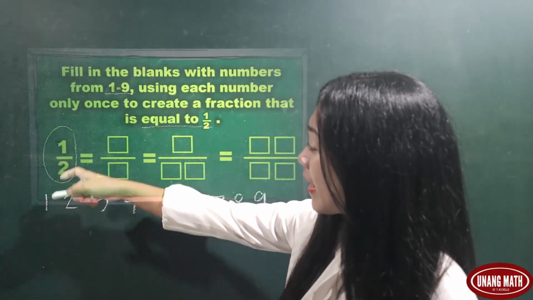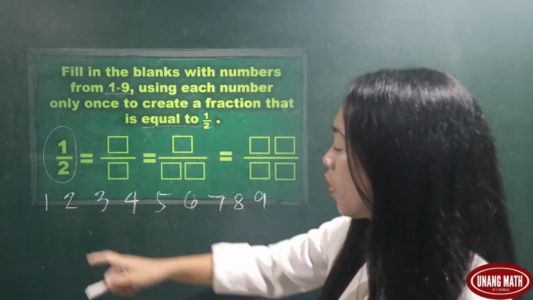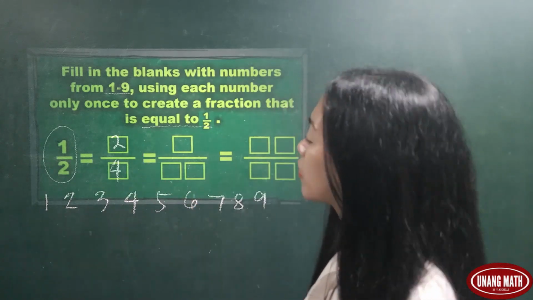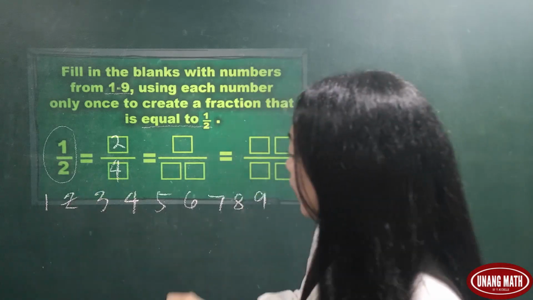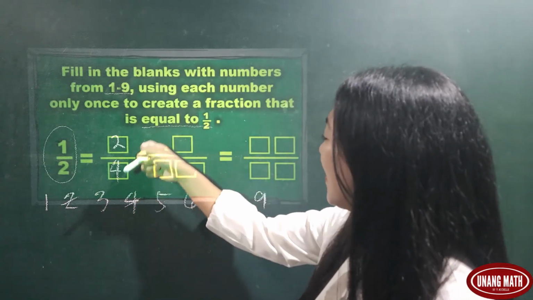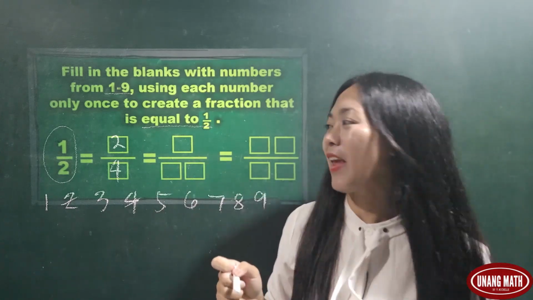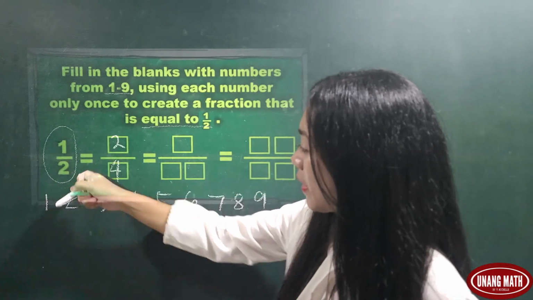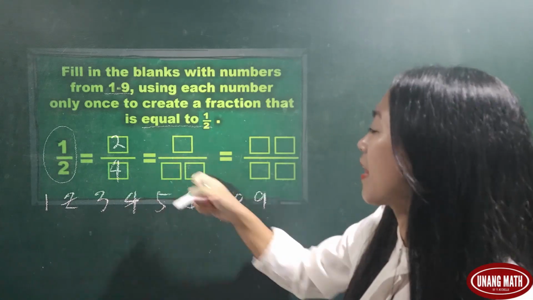Okay, i-multiply natin ang 1 at 2 sa parehong number. Let's start with 2. 1 times ang 2, 2. 2 times ang 2, 4. So, we have 2 over 4. Okay, so i-cross out natin ang 2 at 4. Nagamit na natin ito. Okay, next. Ang next na fraction ay may 2 digits na denominator. So, kailangan nating i-multiply ang numerator at denominator minimum sa number 5 dahil 2 digits ang denominator.